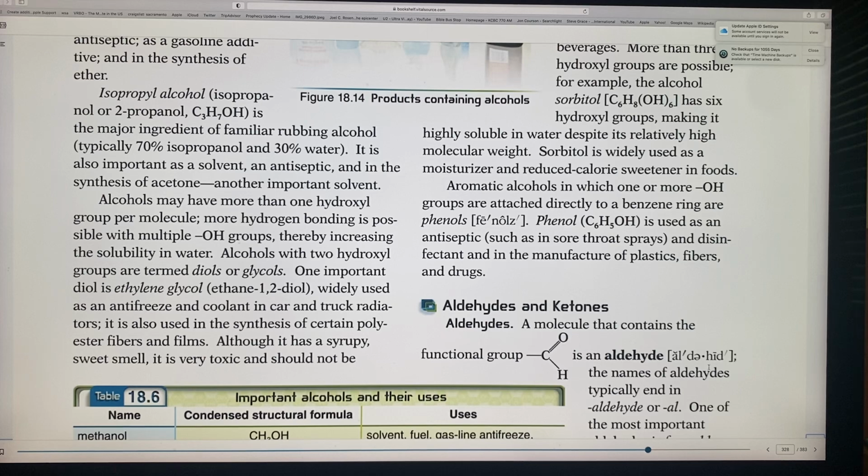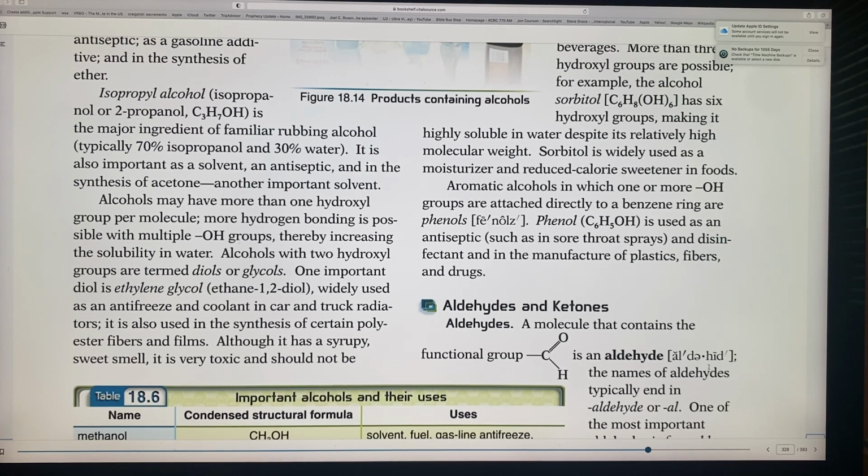And this part says alcohols may have more than one hydroxyl group per molecule. So they have multiple additions, right? And with OH groups, there's an increase in solubility in water. Alcohols with 2 hydroxyl groups are called diols or glycols. One important diol is ethylene glycol, and this is used as antifreeze in the coolant in car and truck radiators. It's also used in the synthesis of polyester fibers and films.